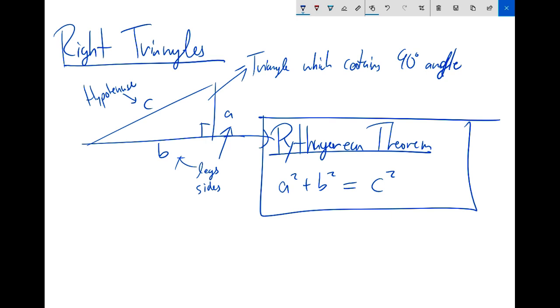This is useful in a lot of applications. It's one of those formulas that you remember from high school, even if you don't remember what it was about. But this is what it applies to: the side lengths of a right triangle.